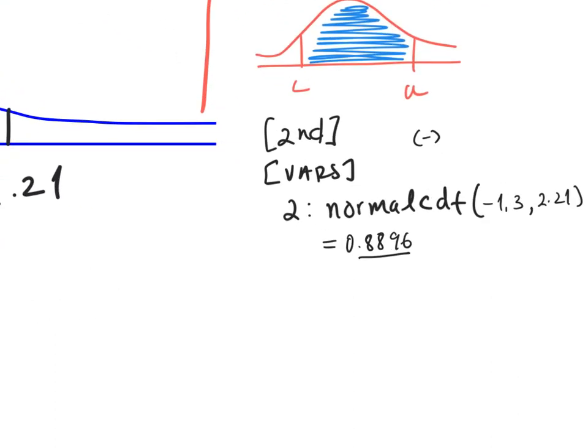If you have negative infinity or positive infinity, for positive infinity just use 1000. And for negative infinity, minus 1000. Just make sure you use the minus sign in parentheses, otherwise it's going to give you an error.